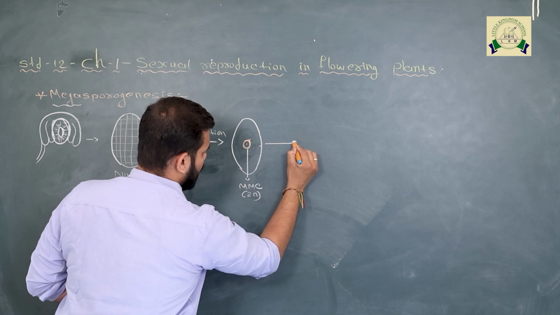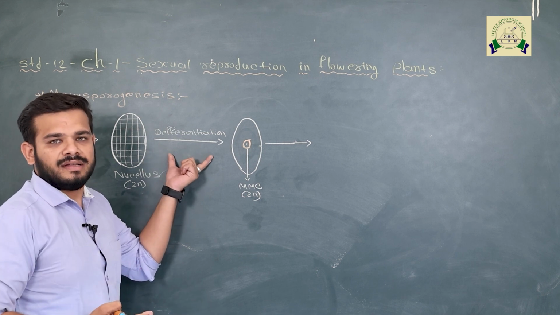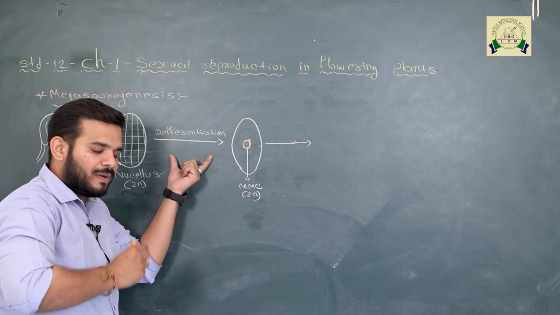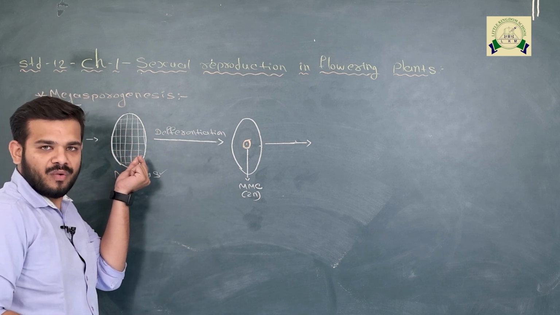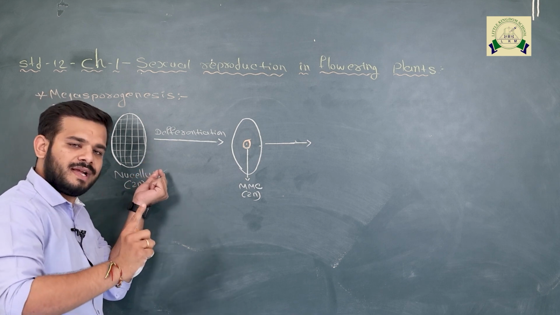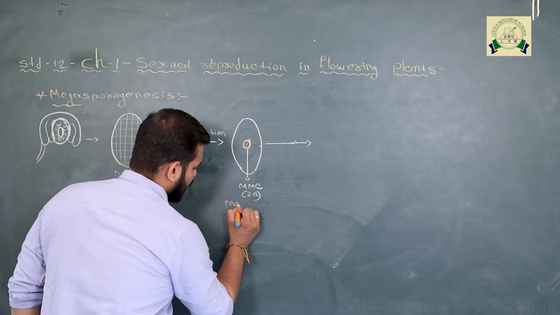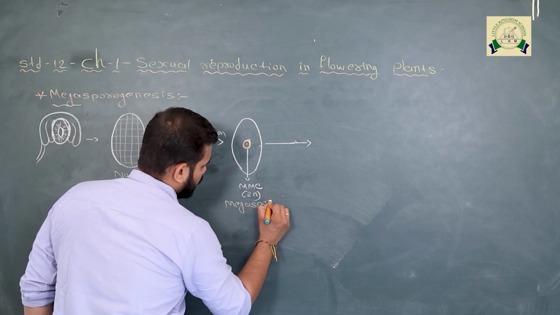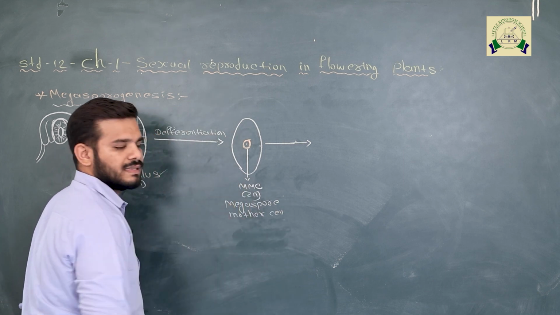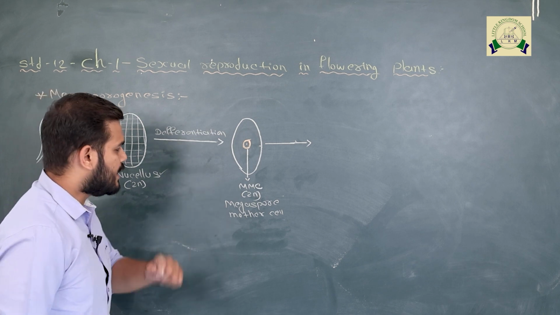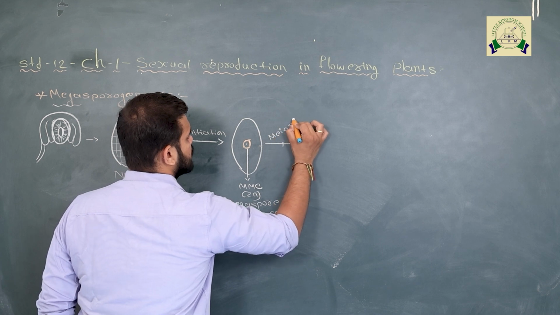Yes, before entering the next stage, as we know, differentiation means to obtain a particular function. That means any one cell of nucellus now has a particular function, and that's why it is known as megaspore mother cell. Full form: megaspore mother cell. For your clarification, in the next step, this megaspore mother cell undergoes meiosis.